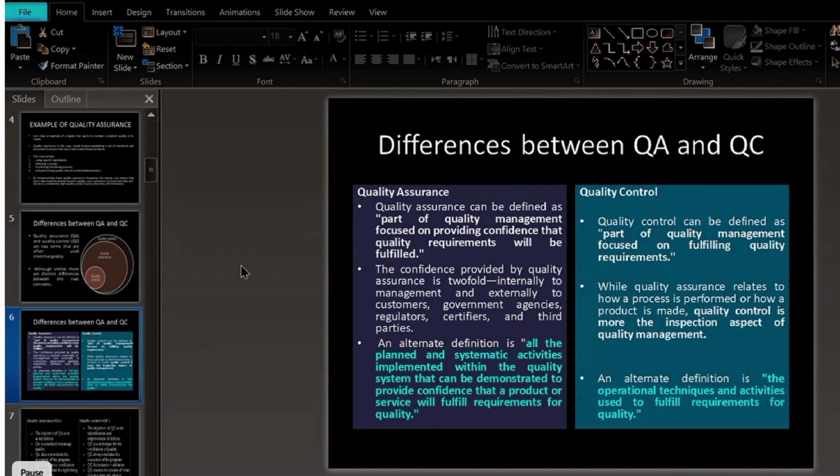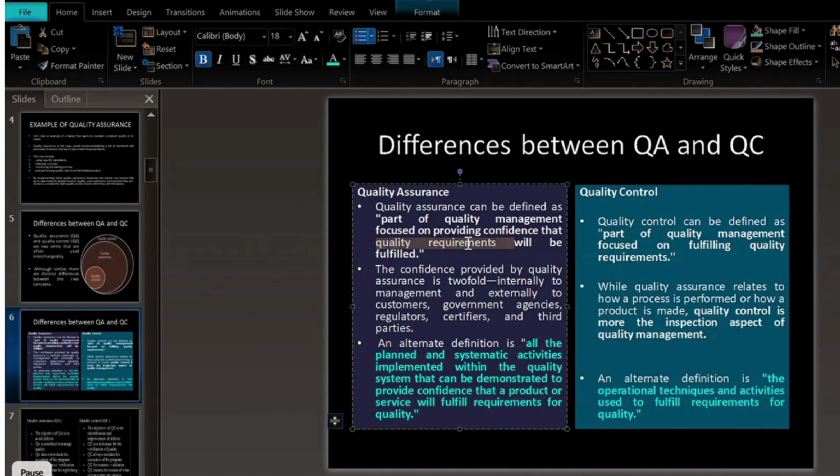So if we talk about the left side of the slide, that is quality assurance, it's actually part of quality management focused on providing confidence that quality requirements will be fulfilled. So it's actually the quality requirements which are required to be fulfilled, and they are very important. And it's actually providing confidence and is management focused.